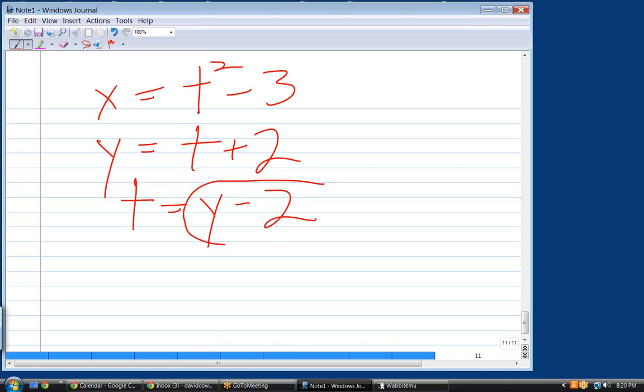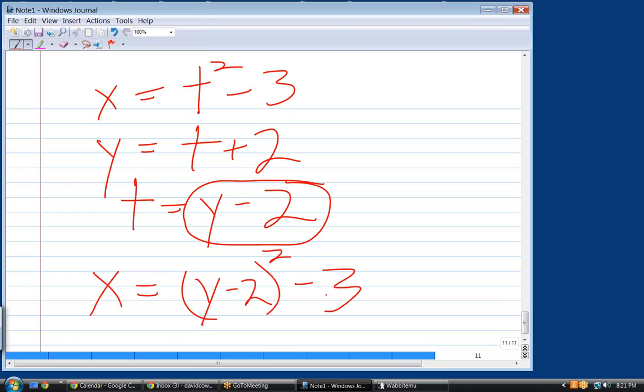And that's what you substitute into the first one, in place of that t right there. So it's y minus 2 squared minus 3. There's your, I've eliminated the parameter. That's really all the further you need to go. Very simple. Just solve one of them for t and substitute. Okay. The only hard ones are the ones involving trig functions.